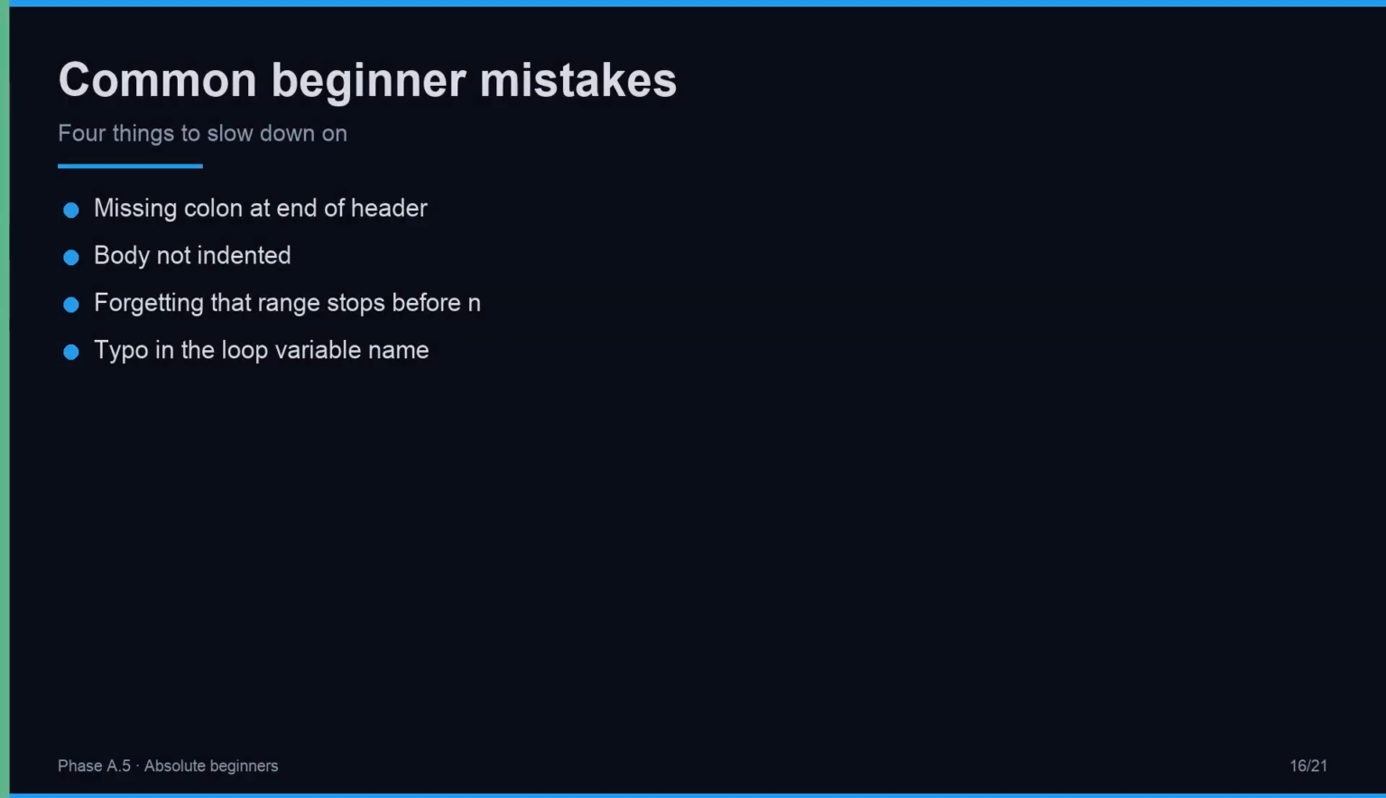First, forgetting the colon at the end of the header line. Python will refuse to run until you add it. Second, forgetting to indent the body. Python will raise an indentation error. Third, assuming range 5 gives you 1 through 5. It actually gives you 0 through 4. And fourth, a typo in the loop variable, writing fruit in the header but a misspelled name in the body. Python will complain that the name is not defined. Slow down on these 4, and loops become smooth.